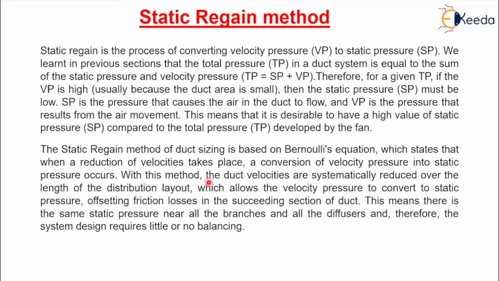With this method, the duct velocities are systematically reduced over the length of the distribution layout, which allows the velocity pressure to convert into static pressure, offsetting frictional losses in the succeeding section of duct. This means there is the same static pressure near all the branches and all the diffusers. Therefore, the system designs require little or no balancing.